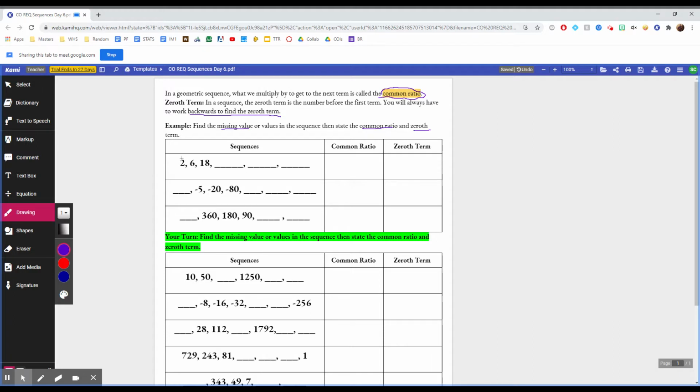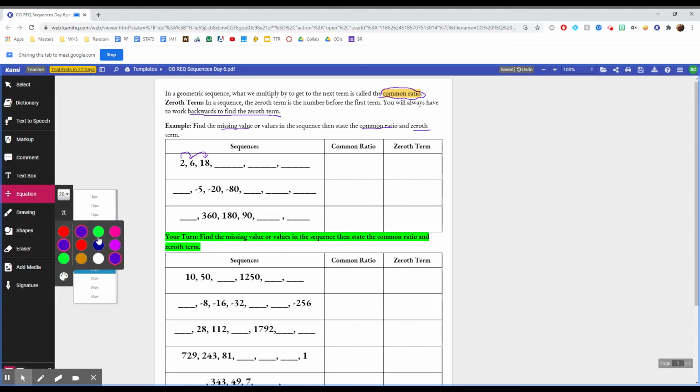So what are we doing to 2 to turn it into a 6? And then what are we doing to 6 to turn it into an 18? One way to find this out is by dividing, so finding the ratio. I'm going to divide 6 by 2, and that gives me 3.